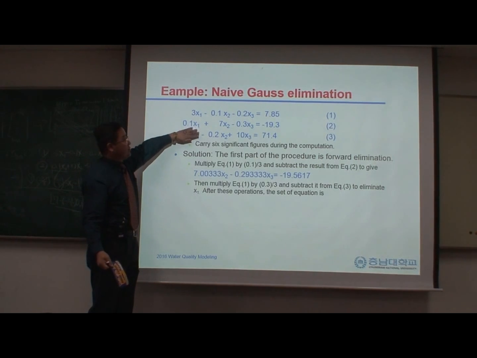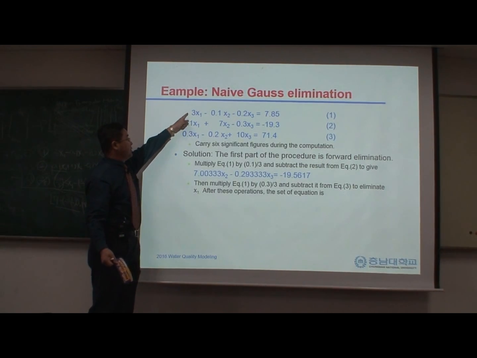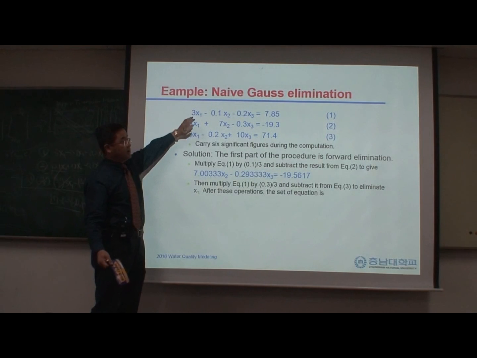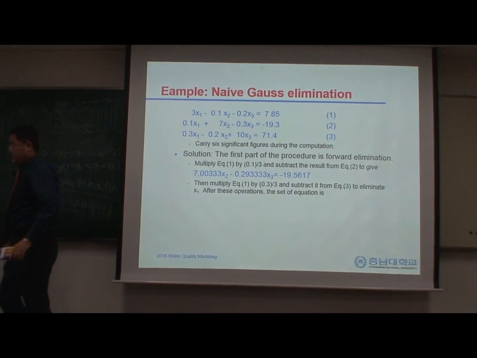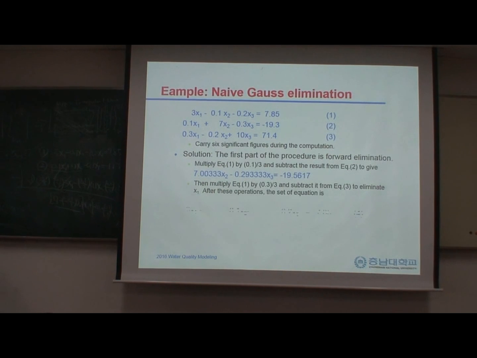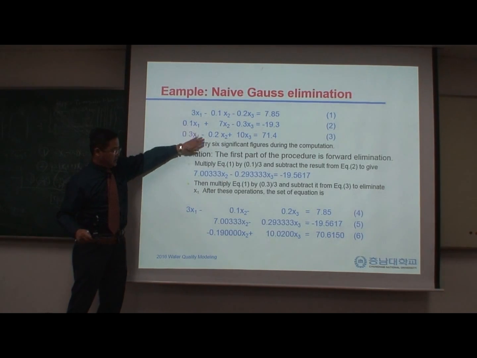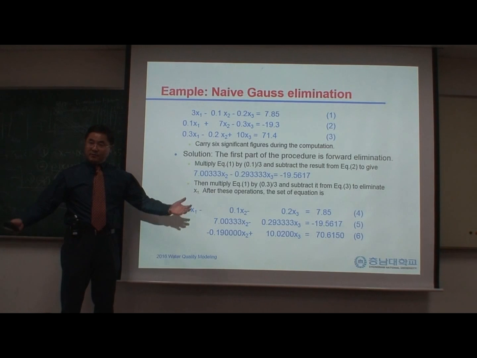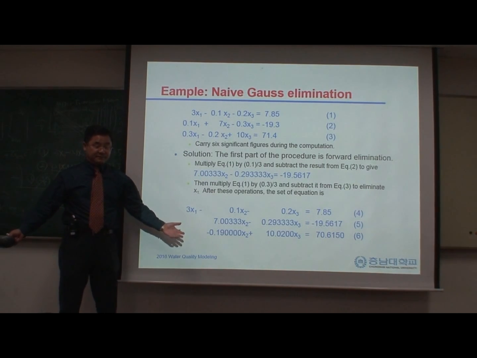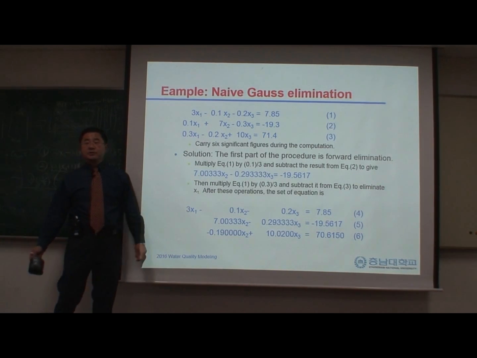Okay? And the next step is I want to remove this one. Then what should I do? I will multiply 0.3 divided by 3 for number 1 and then do the same thing again. Okay? And then if I remove this one as well, then I have this relationship. No problem, right?